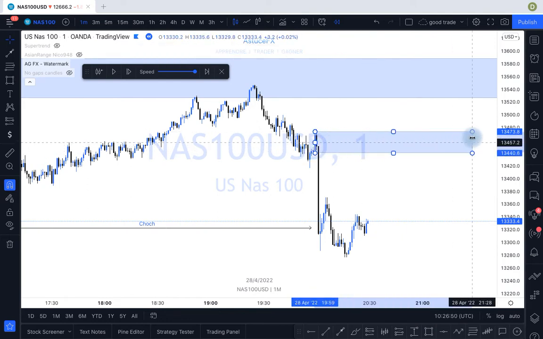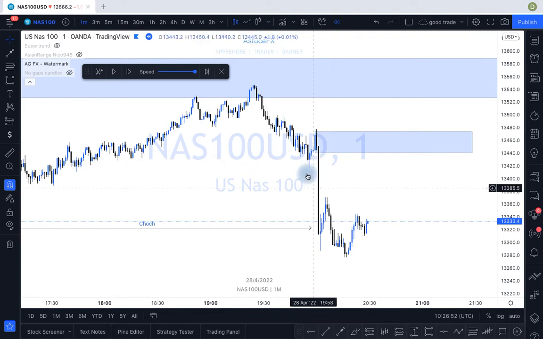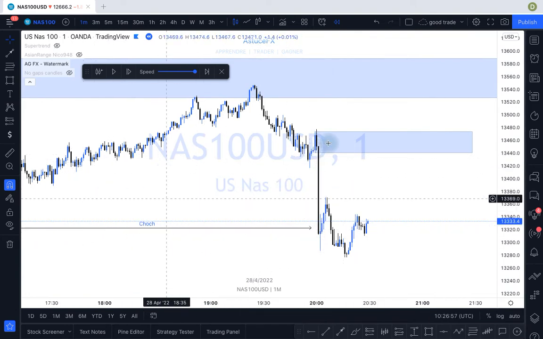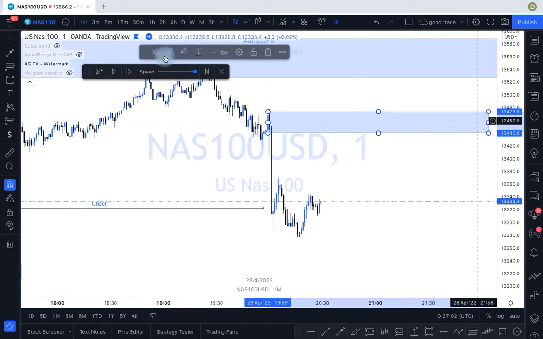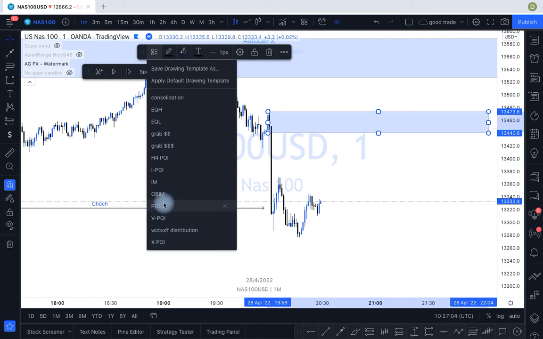With the down pressure we can clearly see volume has increased, and also you have imbalances left behind. You broke structure or change of character, all those things which make this order block valid. Now I take that one and put it as my POI.